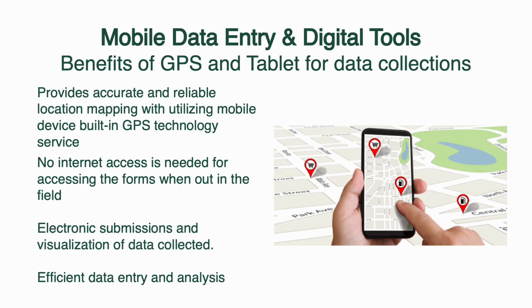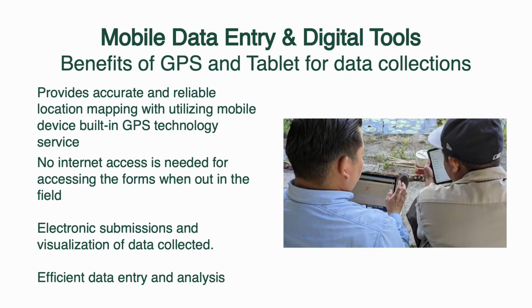The system enhances spatial data collection by using mobile device GPS to capture precise coordinates, enabling accurate mapping and geotagging for spatial analysis and resource planning. Its offline functionality allows data collectors to access and complete forms without internet connectivity, with entries stored locally and synchronized once a connection is available, ideal for remote field settings.